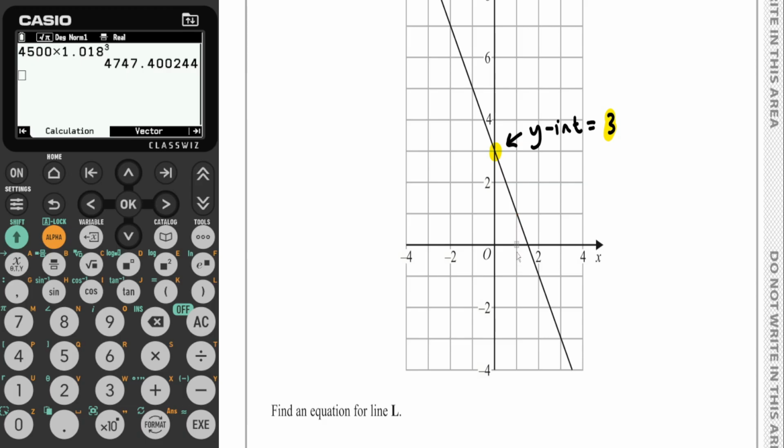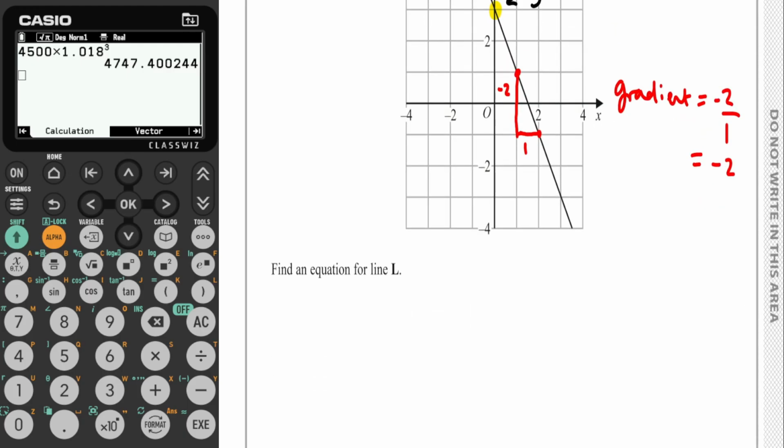So if I pick 2 points, for example this one and this one, you can see that the change in y, we're going from 1 to negative 1, so that's minus 2. And we got a change in x of 1. So the gradient equals minus 2 divided by 1, which is minus 2. So the equation of the line will be y equals minus 2x plus 3.